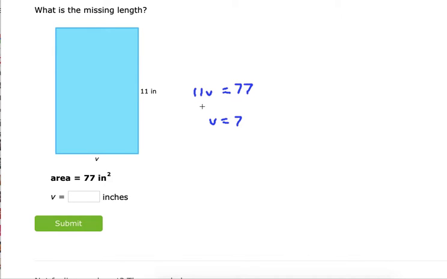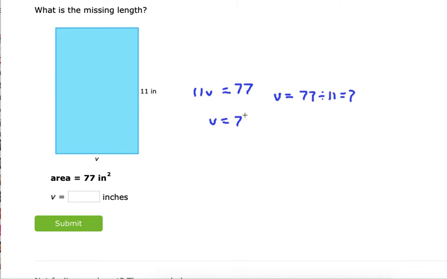And if you don't know what that is, remember we talked about opposite operations. If you can't figure that out, we can take V would be equal to 77 divided by 11, which would give us 7. So if you can't figure out what it is, remember we divide to figure those out. But if you can just figure out what it is, you can just go ahead and do that. So those are the type of problems you'll be doing on this activity.